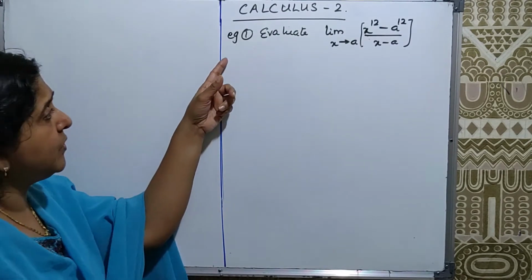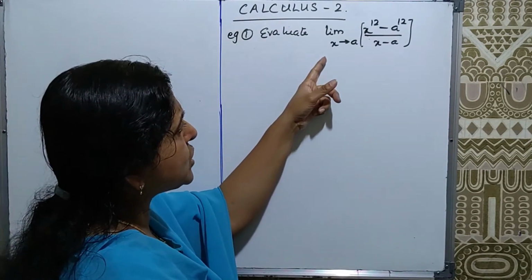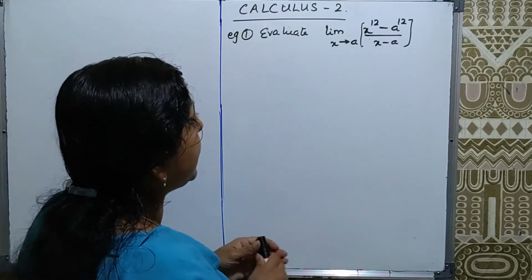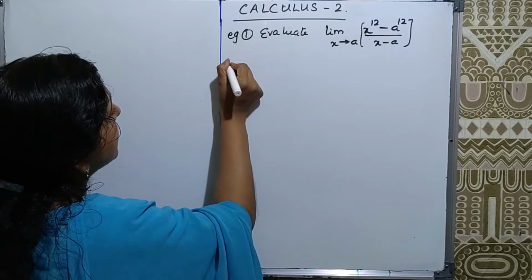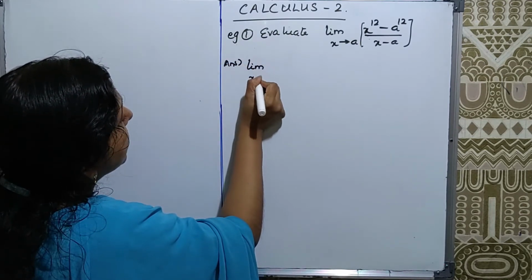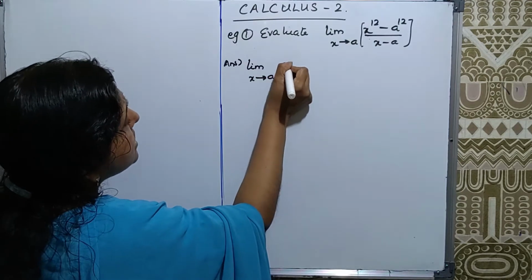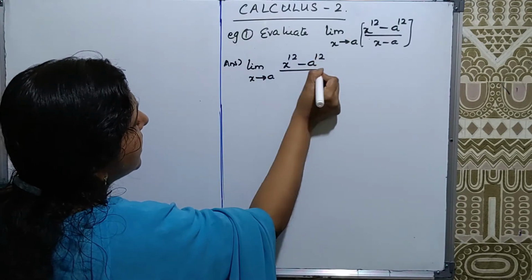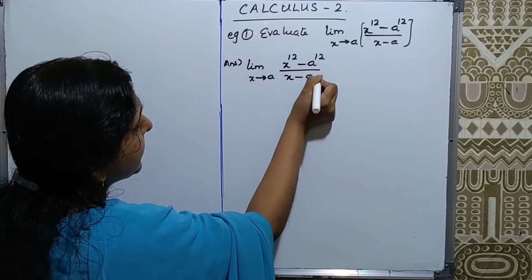Now we'll do example 1. Evaluate limit x tends to a, x raised to 12 minus a raised to 12 divided by x minus a. For that one we'll write again limit x tends to a, x raised to 12 minus a raised to 12 divided by x minus a.